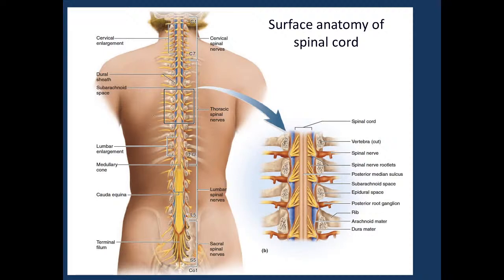You see here in the cervical region and also in the lumbosacral region, the diameter of the spinal cord is more than in the thorax and thoracic segments. It means that there is an enlargement like this.